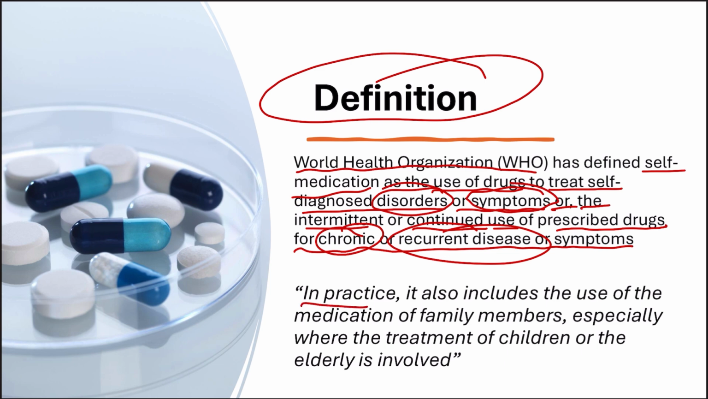And in practice, it also includes the use of medication of the family members, especially when the treatment is of the children or the elderly. Suppose a drug has been prescribed to some other individual, and we use the same drugs for the children or the elderly without getting a prescription, which is commonly done in some families. That is also a part of self-medication, because there also we are not taking the prescription from the doctor, we are prescribing ourselves. That will also come under self-medication, which is very common in the Indian scenario.